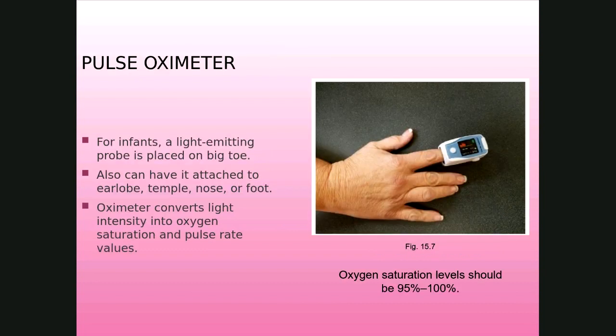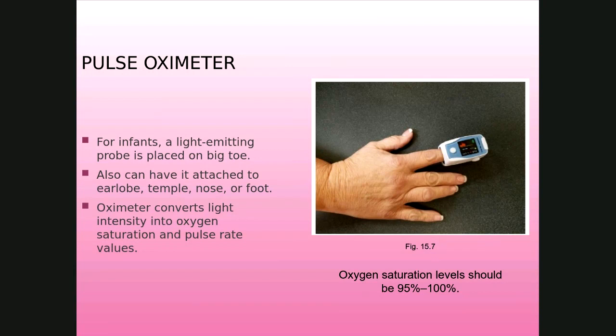As far as pulse oximeters, a lot of patients you encounter will be wearing these. For infants, it's a light emitting probe, and it's typically placed on a big toe. Sometimes on infants I've seen them put it on a baby's head. It can be attached to the earlobe, the temple, the nose, or the foot, and that's for adults as well. If patients don't have it on their finger, that can be because they have artificial nails or nail polish, or maybe they don't have fingers. The oximeter converts the light intensity into oxygen saturation and pulse rate values.